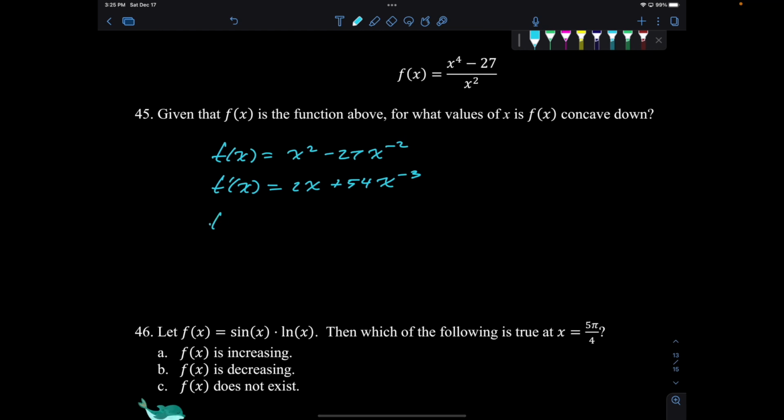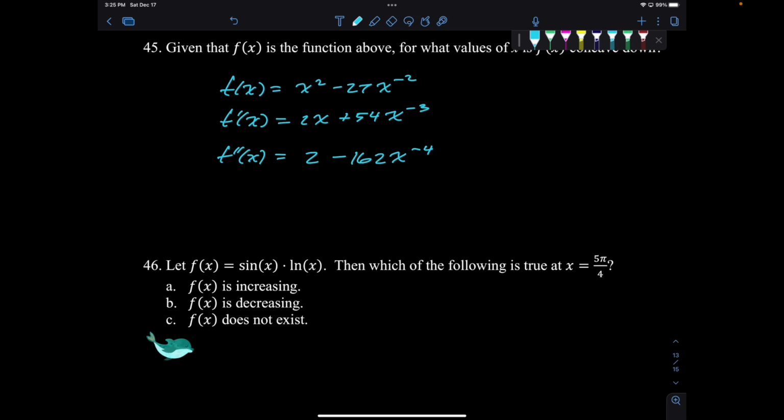And then f double prime will be 2. Well, this is unpleasant. Minus 162 x to the negative fourth. Okay. Am I going to be able to solve this? I don't know. Okay, so that is going to be, what am I doing? I'm going to do 2 minus 162 over x to the fourth, which is 2. Let's do that. X to the fourth minus 81 over x to the fourth.